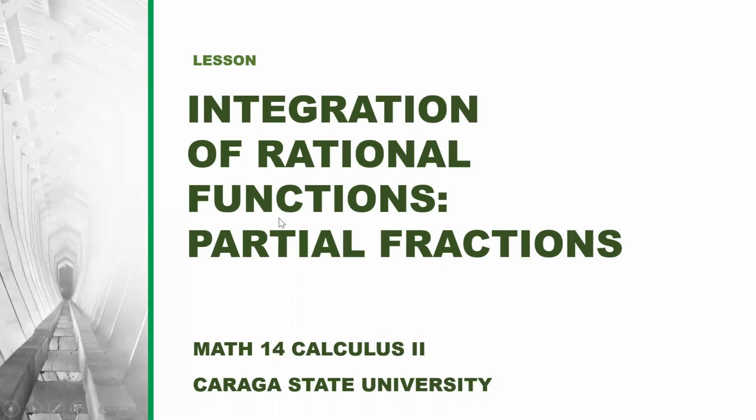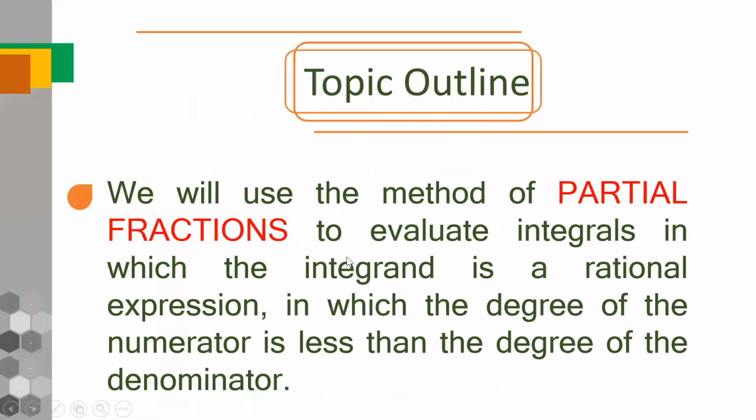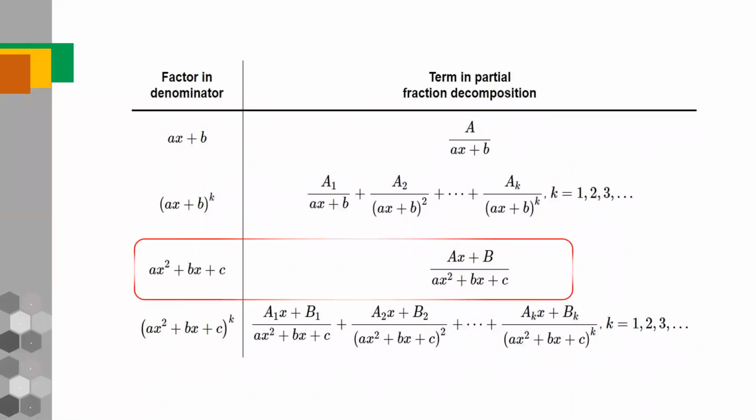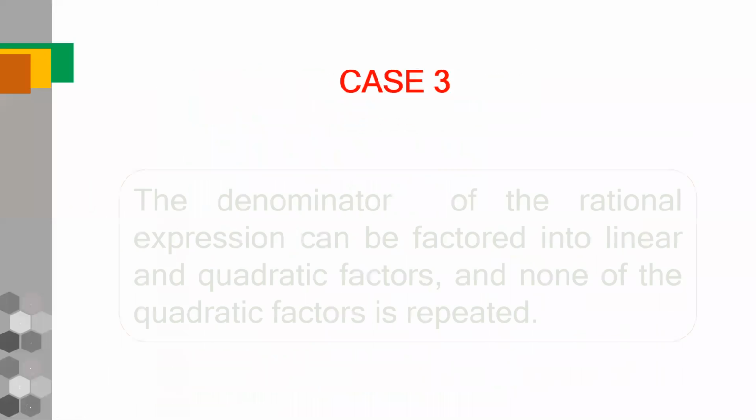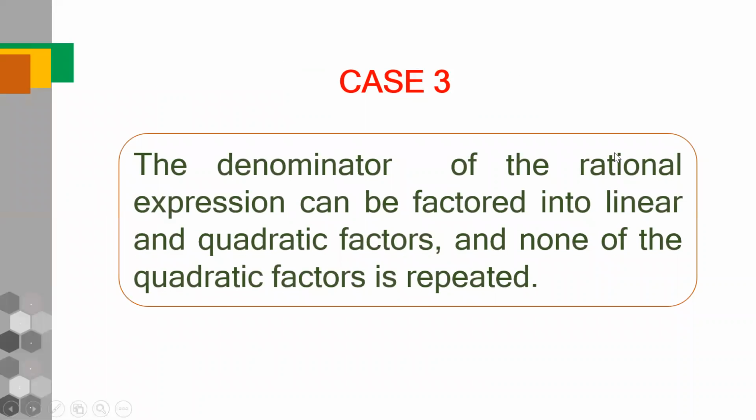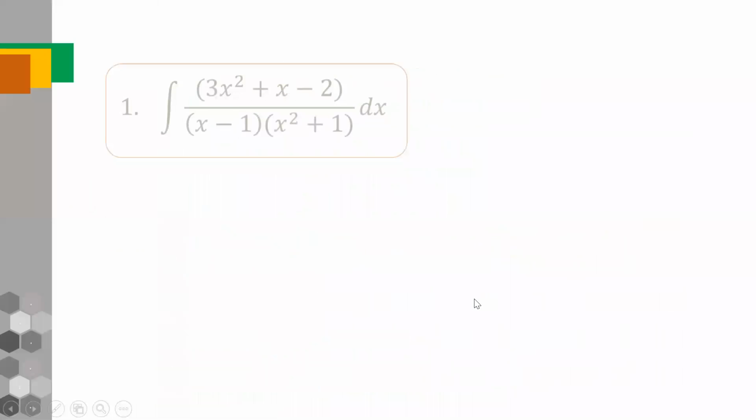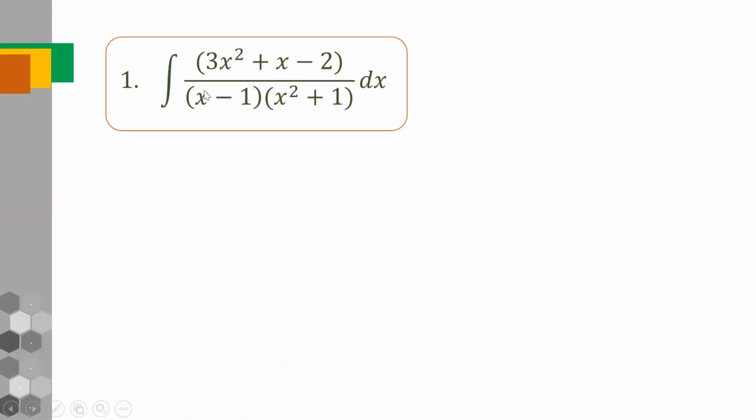We proceed to the third case of the integration of rational functions by the use of partial fractions. So here in the third case, we have to deal with this form, wherein the denominator of your rational expression can be factored into linear and quadratic factors, and none of the quadratic factors is repeated. So for example, we have this integral. The integral of 3x squared plus x minus 2 dx all over x minus 1 times x squared plus 1.